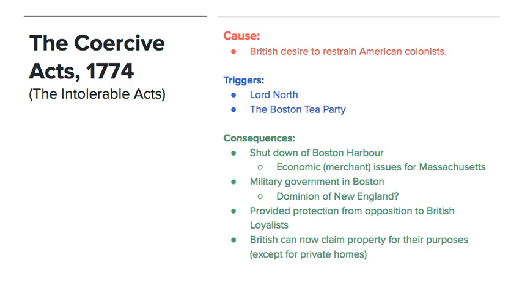And finally, the fourth consequence is the British can now claim property for their purposes except for private homes. So the British have literally just removed the property away from the people of Massachusetts. And again, I don't really have to go over this, but I'll just make a point that that would naturally really irritate the people of Boston, because again, they're seeing one of their natural rights being removed from them.